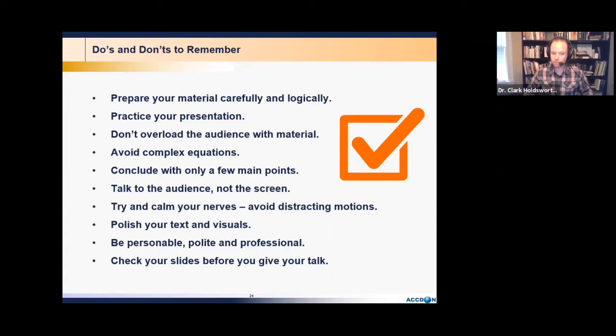And then avoid complex equations. This is the type of thing that they can go to the paper for if they want that, right? It falls into that methods point that you made. Conclude with only a few main points. I ideally like one if you can fit it into a sentence, but if it's getting unwieldy, you can always stretch it out, but bullet pointing those and making sure they understand them is the last thing, and is crucial.